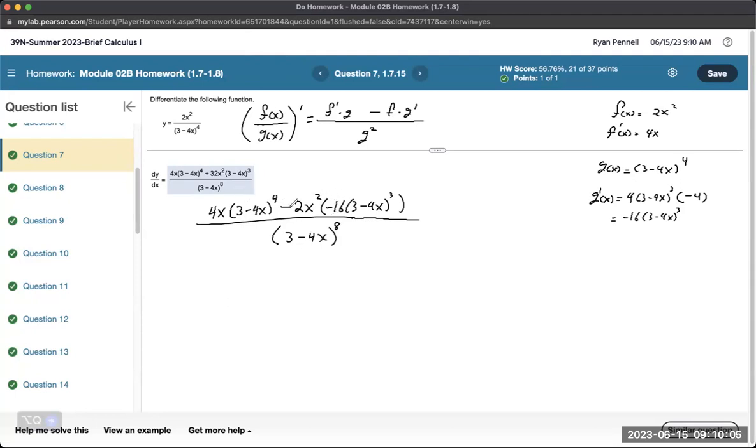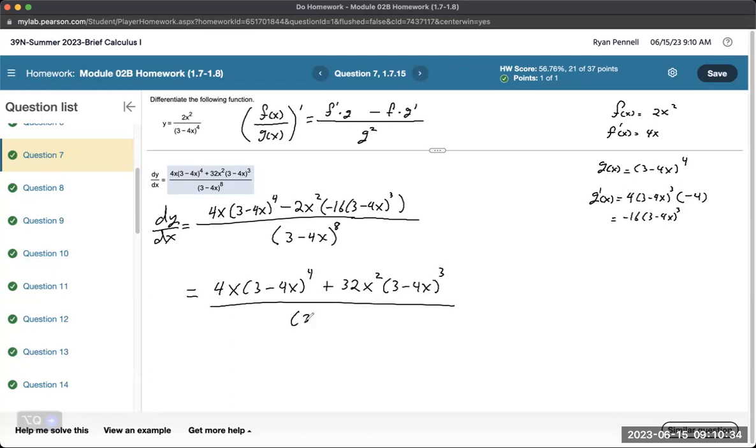Looks like we have a negative and a negative, which is going to make a positive. 2 times 16 is 32. And then we also have the x squared. So we need to look for that. So this is what I think dy dx is. We just need to clean it up a little bit. So 4x(3 minus 4x) to the fourth plus 32x squared (3 minus 4x) to the third over (3 minus 4x) to the eighth. That's what it looks like to me.